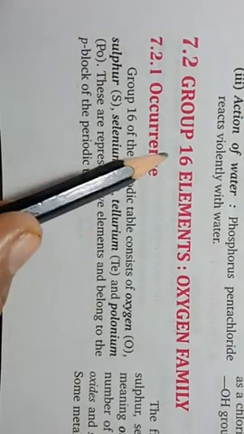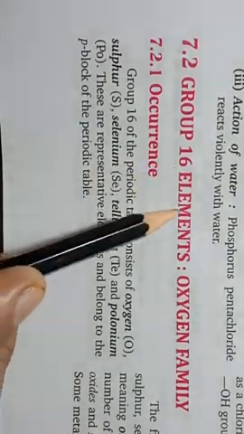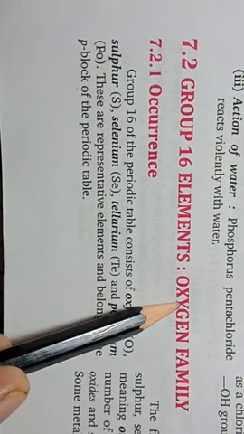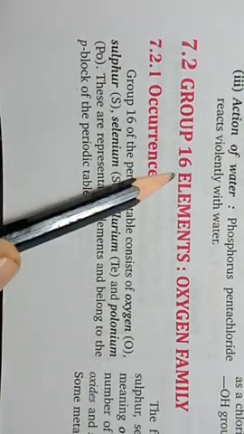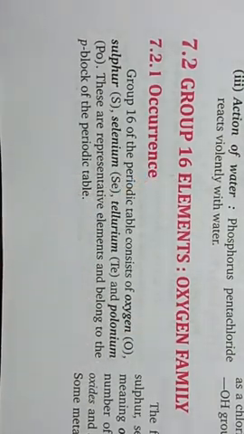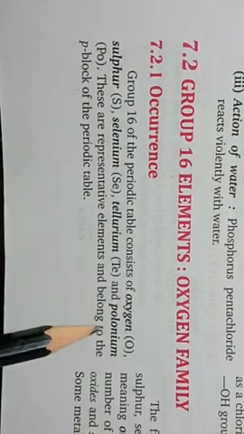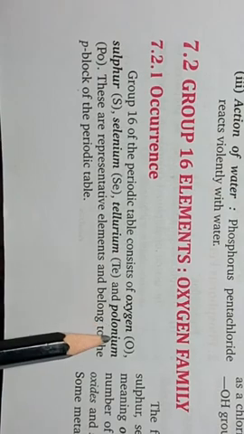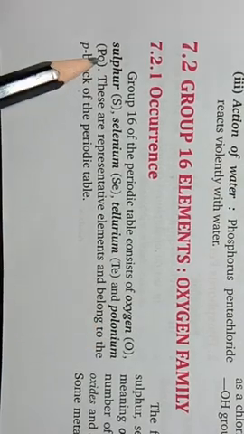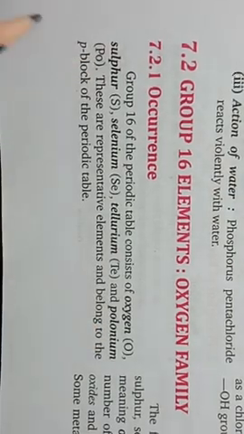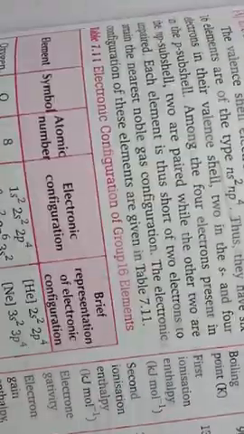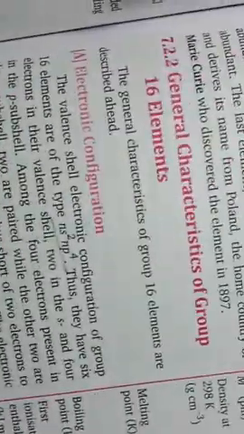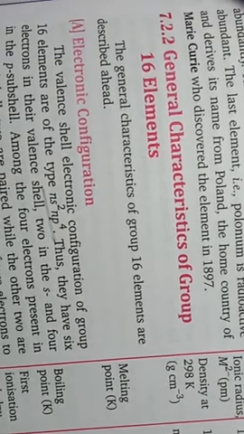Hello children, today we will discuss group 16 elements of the oxygen family, also known as chalcogens. In this group, oxygen, sulfur, selenium, tellurium and polonium are placed. Group number 16 elements. General characteristics of these elements.